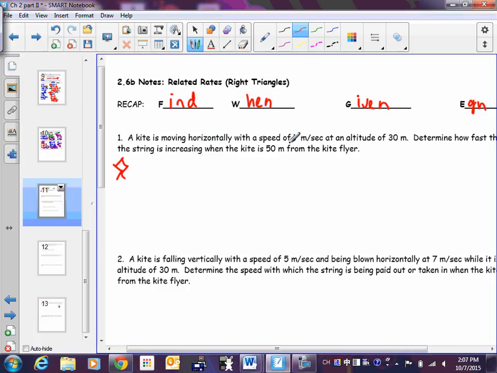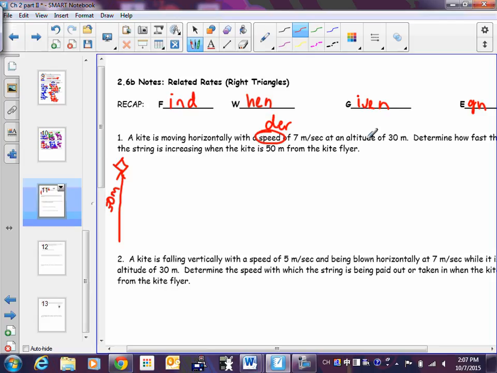That's implying that it's actually not moving vertically. Okay, it tells us the speed. Speed is another derivative word. Okay, per second, that also tells us that's going to be a rate. And we have an altitude of 30 meters. So let's draw that, and let's draw 30 meters. Altitude, like height.